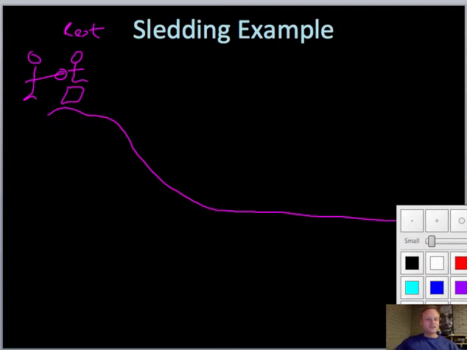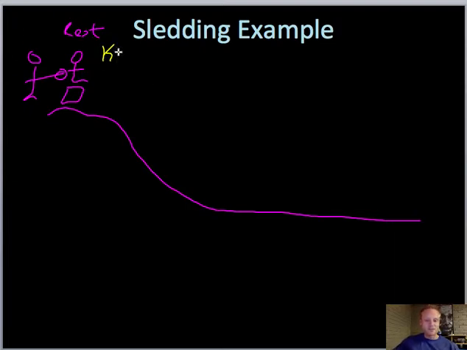What is your potential and kinetic energy at this point? Well, at this point, your kinetic energy would be 0, right? You aren't moving. So you have 0 kinetic energy, but you have a lot of potential energy, because you're at the top of a hill. Now, what is that potential energy going to change into as you get pushed down the hill? It's going to change into kinetic energy.